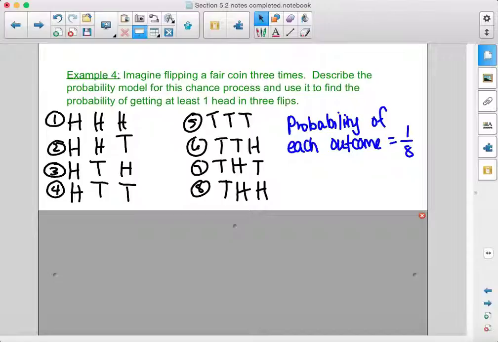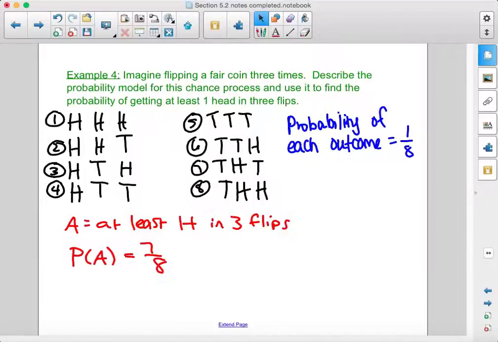So now if I want to find the probability of getting at least one head, I just count the number of outcomes that have at least one head. There's 7 of those. And divide by the total number of outcomes. So I could write it as probability of A equals 7 over 8.